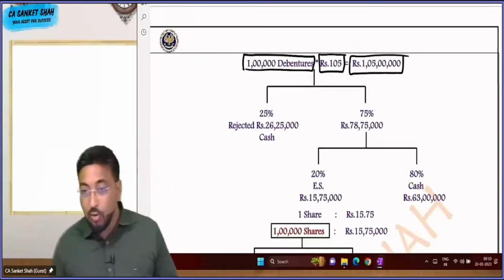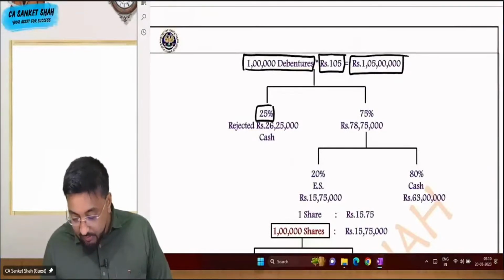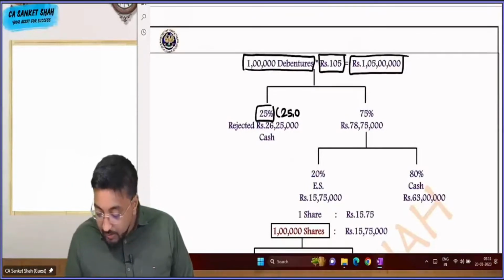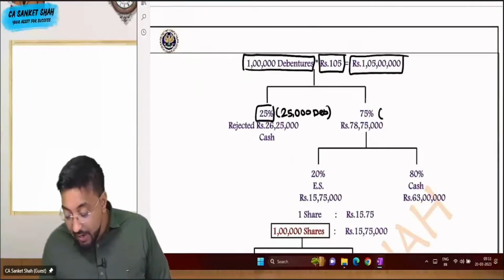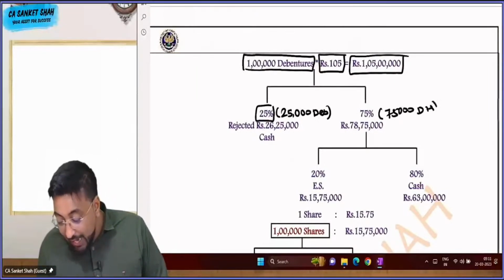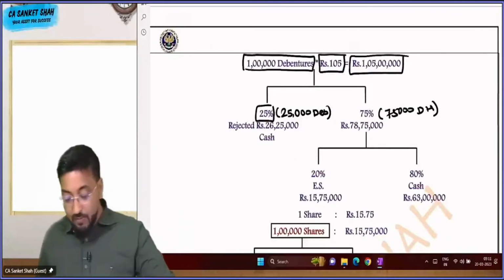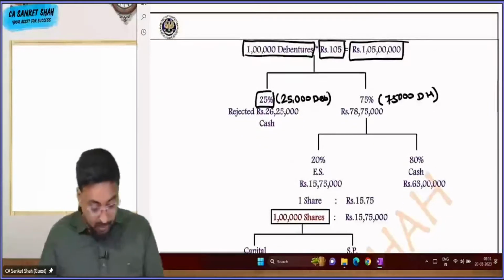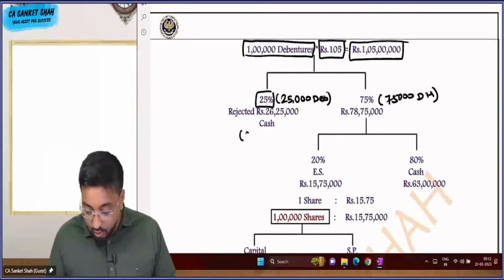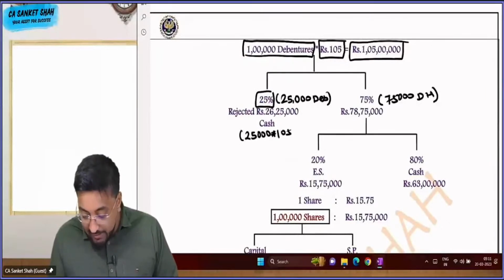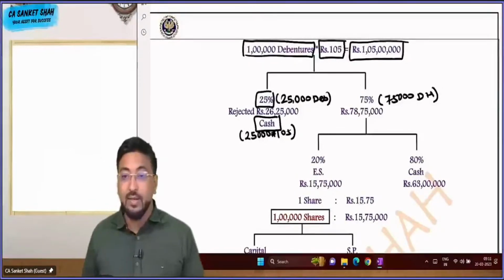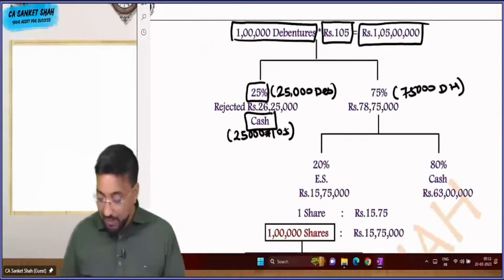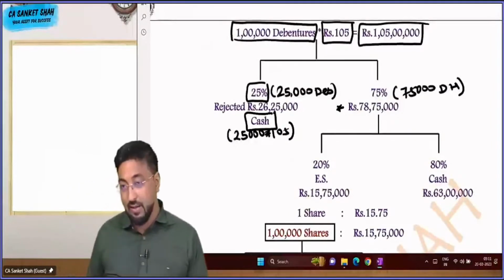Simple. Out of that, 25%. 25,000 debentures, they rejected this option. How many? 25,000 debentures, and 75,000 debenture holders, they accept this option. So 25,000 debenture holders. So 25,000 into, they want, yes beta, directly 105 rupiah. So 105. So 25,000 into 105, they accepted cash. They accepted cash. Okay. And balancing is, yes, balancing figure 78 lakh 75,000.